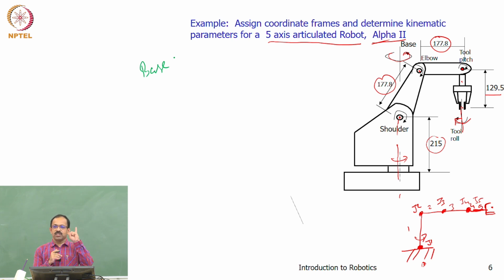First thing is to find out the z axis, right? For any coordinate frame, the first step is to identify the z axis. And how do you find out the z axis? Rotational axis. So what is the rotational axis? The first one? This is the rotational axis, right? So that's going to be your z0 axis.